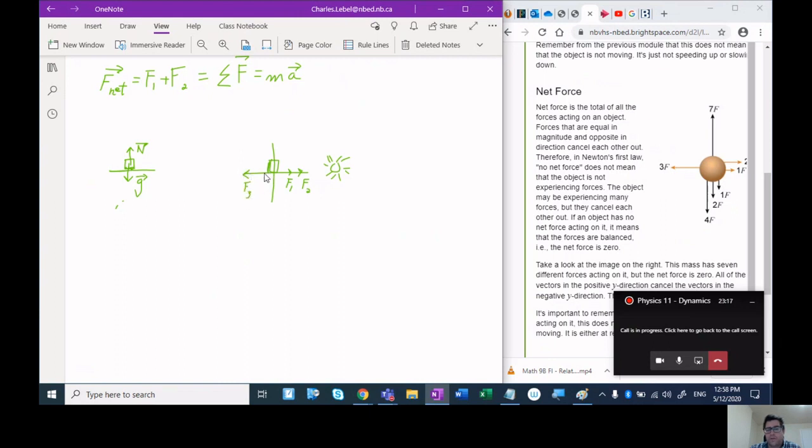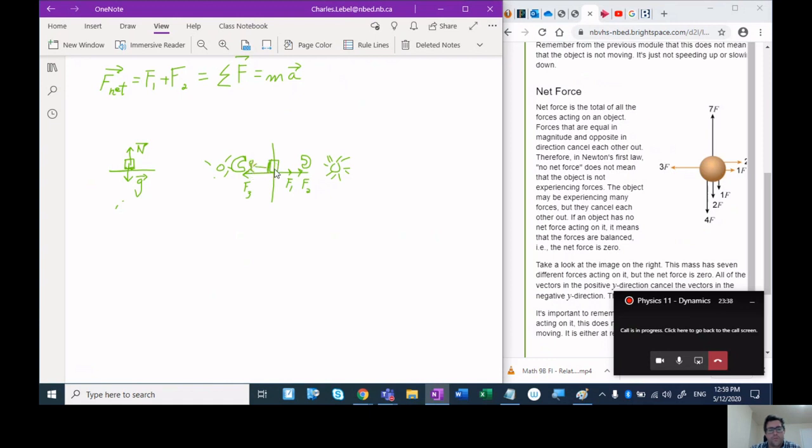So this could be someone else pulling it. It could be another star. It could be another magnet. Right? Could be anything. It could be a person.